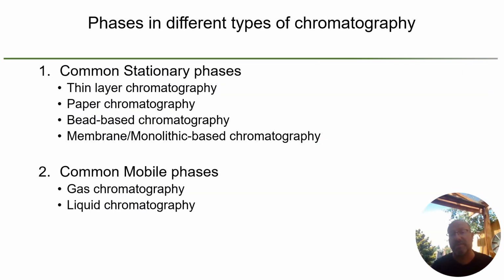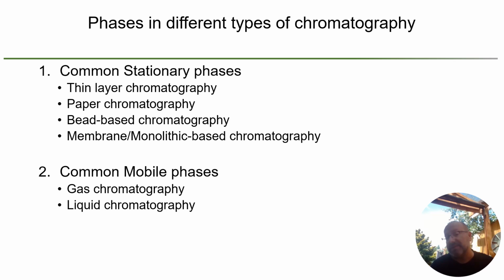Okay, common stationary phases: thin layer chromatography, very similar to paper chromatography. Those two terms get used interchangeably, but there is a little bit of difference between the two in terms of solvents and what you're separating. Bead-based chromatography, which is the method that we are mostly focused on in this class for biomanufacturing. And there's another phase called membrane or monolithic based chromatography. We're not really going to go into that for the purposes of this course.